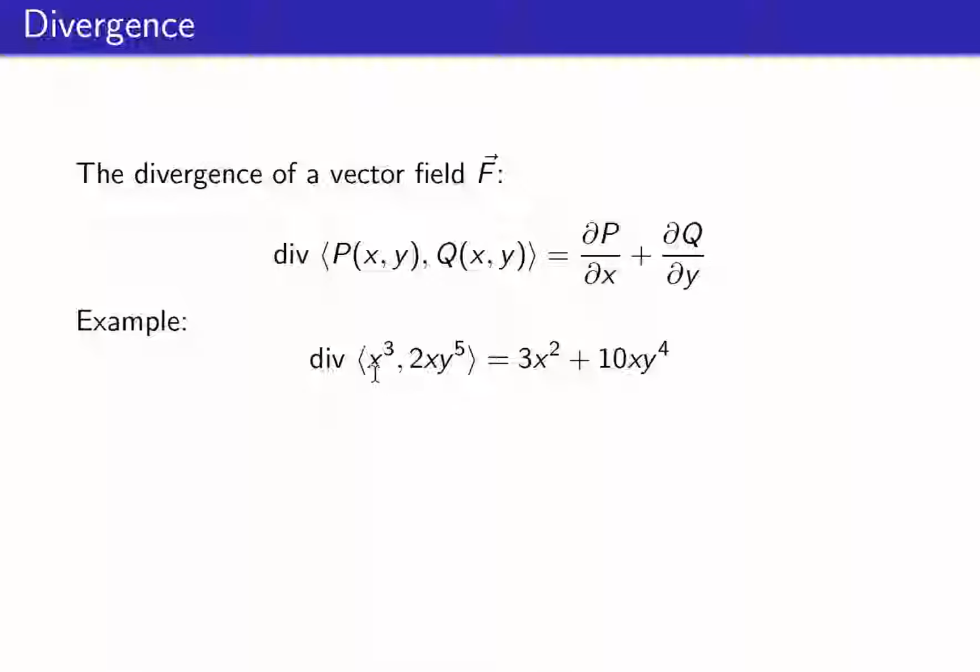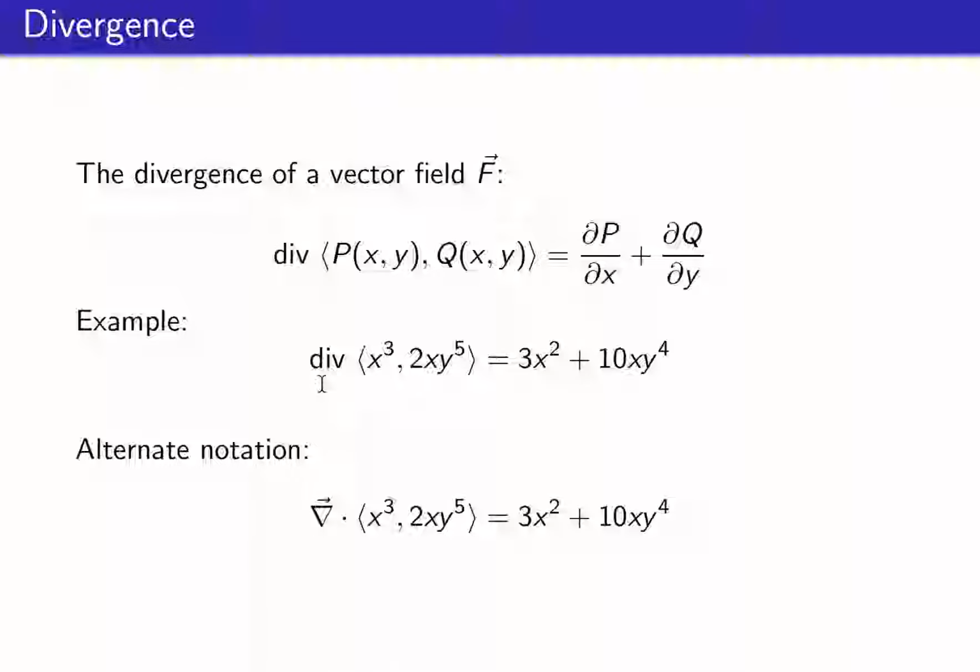So here's an example. Divergence of x cubed, 2xy to the fifth. Take the partial derivative of this part with respect to x. So the derivative is 3x squared. And the partial derivative of this with respect to y. So the 2x stays there and it becomes 5y to the fourth. So it's 10xy to the fourth. And then you just add them like this.